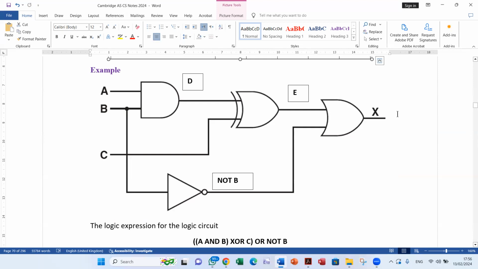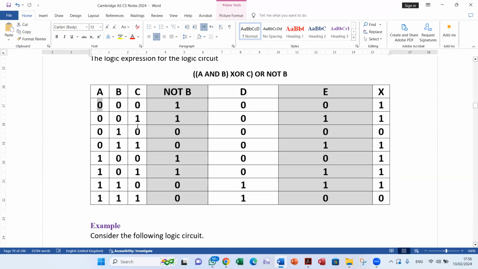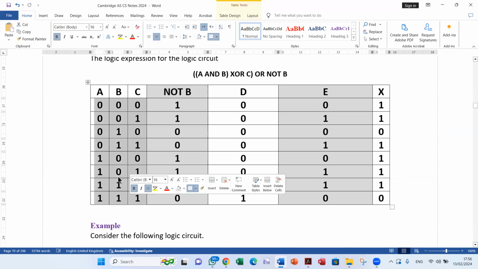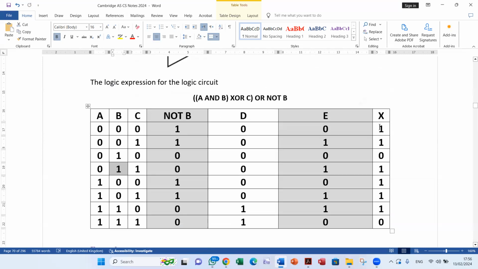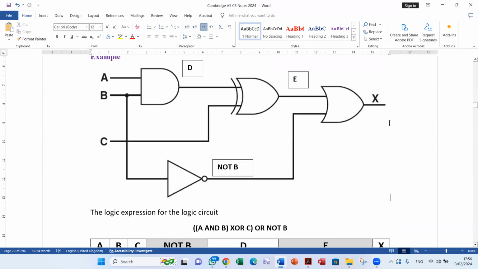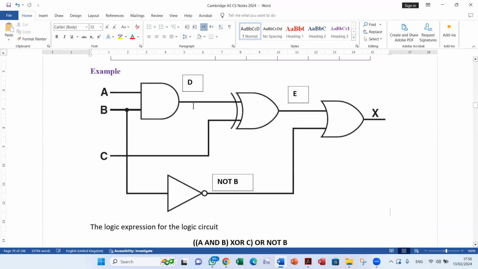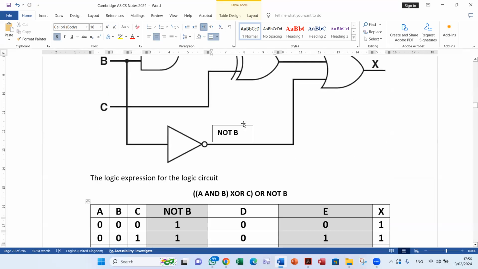For example, I would like the output X in terms of inputs A, B, C. So inputs A, B, C will take that form, and this will be given in the question. However, I would like to find the column for X. I cannot do this directly. I have to go through stages. So I will find the output at column D. I will find the output at B.